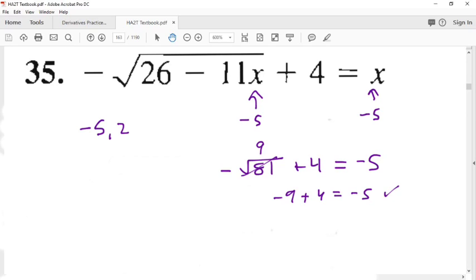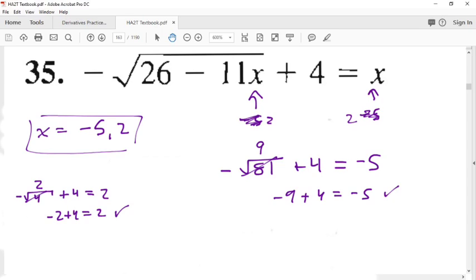Okay, let's try positive 2. I'm not going to plug in negative 5 anymore. I'm going to plug in positive 2. So let's put a 2 right there and a 2 right here. Negative 11 times positive 2 would be negative 22. What is 26 and negative 22? I don't hold that stuff in my head. I'm going to write it down because I don't want to do too many steps in my head. So I have negative square root of 4 plus 4. Let's close off that square root. And then I have a 2 right here. So this would be a 2, and because of the negative, negative 2 plus 4 equals 2. Is that true? Yes. So in this case, they both check out. So these are your answers.